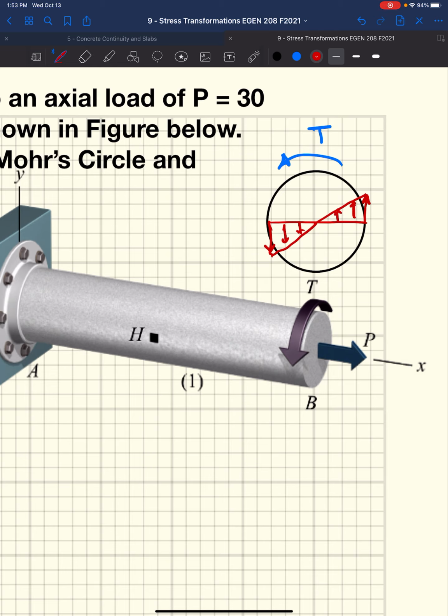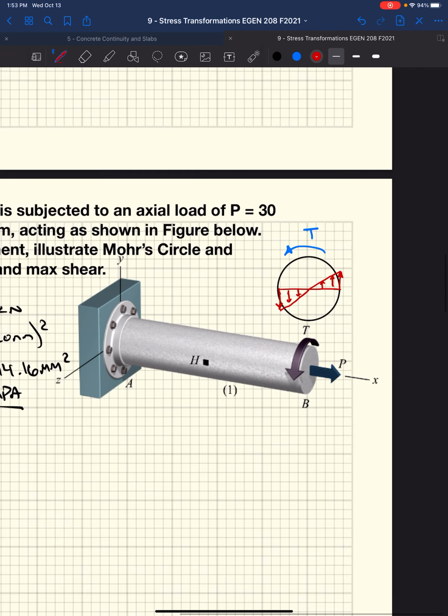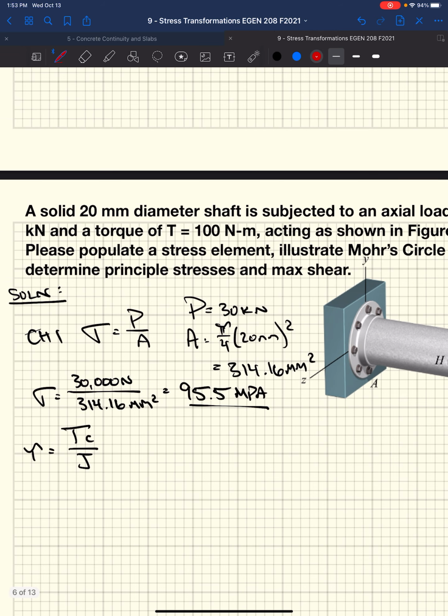Right, we have this sort of behavior going on. We went through that derivation in the notes. So our maximum shear stress is the torque times our max radius divided by the polar moment of inertia for the shaft, right? So if we were looking for the max shear, we'd use this Tc over J equation. We know T equals 100 Newton meters.